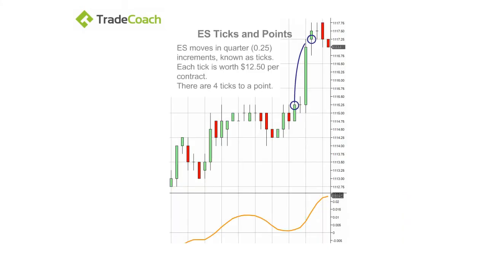The ES moves in quarter increments, known as ticks. Each tick is worth $12.50 per contract. There are 4 ticks to a point. I think of it this way. The smallest that it can move is a tick, and when it moves 4 of those smallest amounts, we call that a point. And you can see on the right hand side there's numbers there, and there's a decimal point. Anything on the right hand side, that's the ticks, so that's the smallest increments that can move between the round numbers, and on the left hand side that's the point numbers, the full numbers.